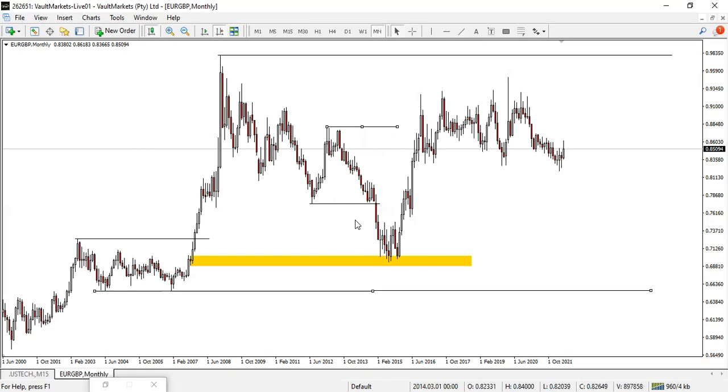We look for everything in the range that broke the structure, and then where is that range? Is this high to this low? Now we forget about this. Now focus on this range after the break and before the mitigation.